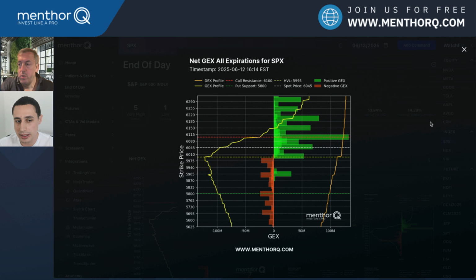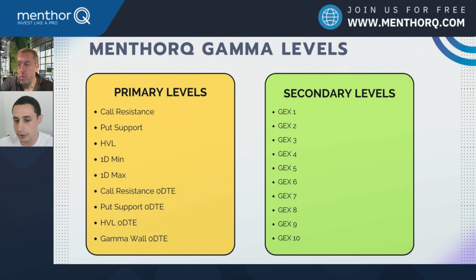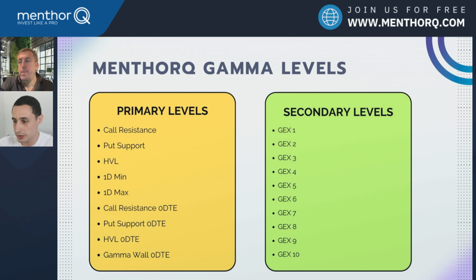Yeah, now that makes a lot of sense. So they're literally the secondary levels, because the call resistance and the put support are the most significant, and then the JAX are kind of the secondary. That makes a lot of sense. And JAX 1 is going to be the highest compared to 10, right?